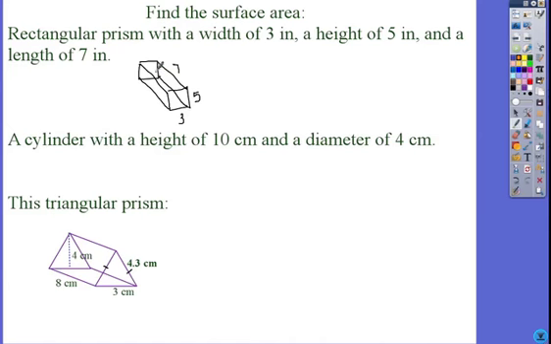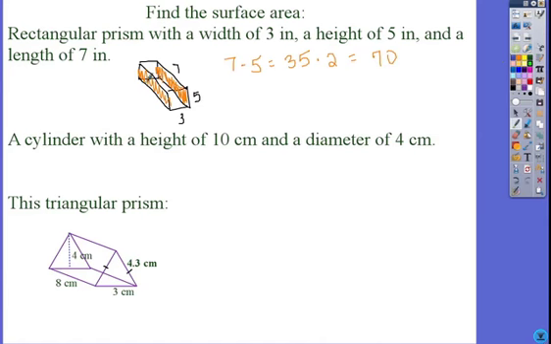So first I want to talk about this back side here. It's going to be a rectangle with 7 times 5. Okay, that's the sides of that rectangle. So I'm going to do 7 times 5, which is 35. But I have 2 of these sides, right? So I need to multiply this measurement by 2. So 70.